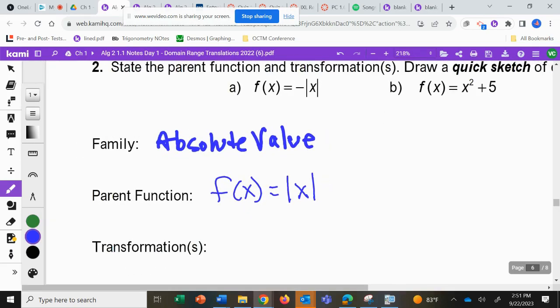And then on our paper that we took notes on, what does it mean when we have a negative sign outside of those bars, outside of the absolute value? Oh, yeah, because you came in later. So what does that mean if we have it on the outside?